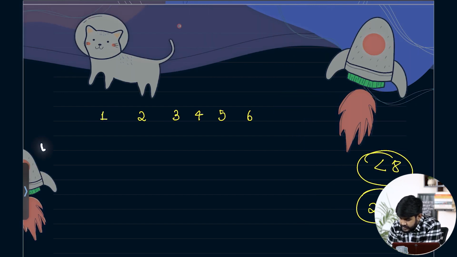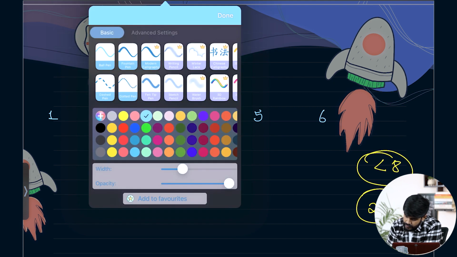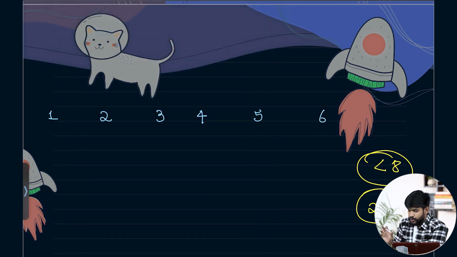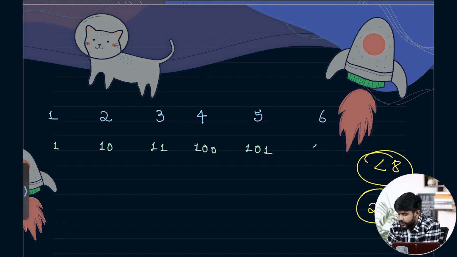Now, let's just say that there are 6 blocks. Let's say this is 1, 2, 3, 4, 5, and 6. So we have 6 blocks. We know that to store numbers less than 8, we only need the last 3 blocks. So we would require 1, 1, 1, 0, 0, 1, 0, 1, and we would require 1, 1, 0.